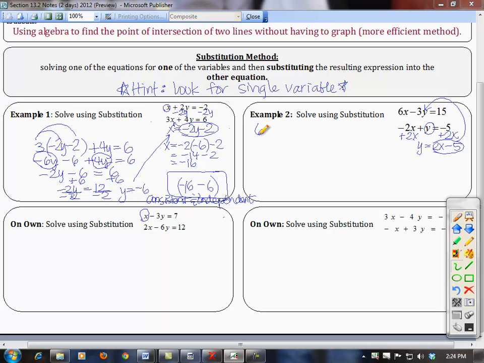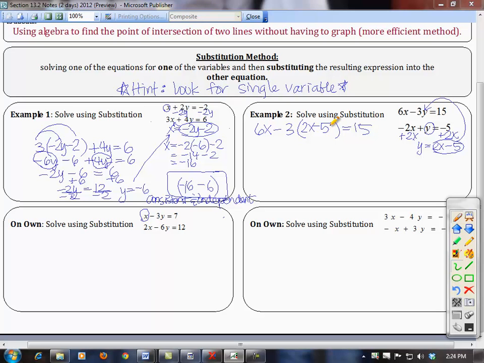Now this 2x minus 5 is what we plug into the y in my second equation. So I'm going to write my first equation, 6x minus 3. I'm going to put a parentheses where the y was, equals 15. And instead of the y, I'm going to put what I solved, which is 2x minus 5.